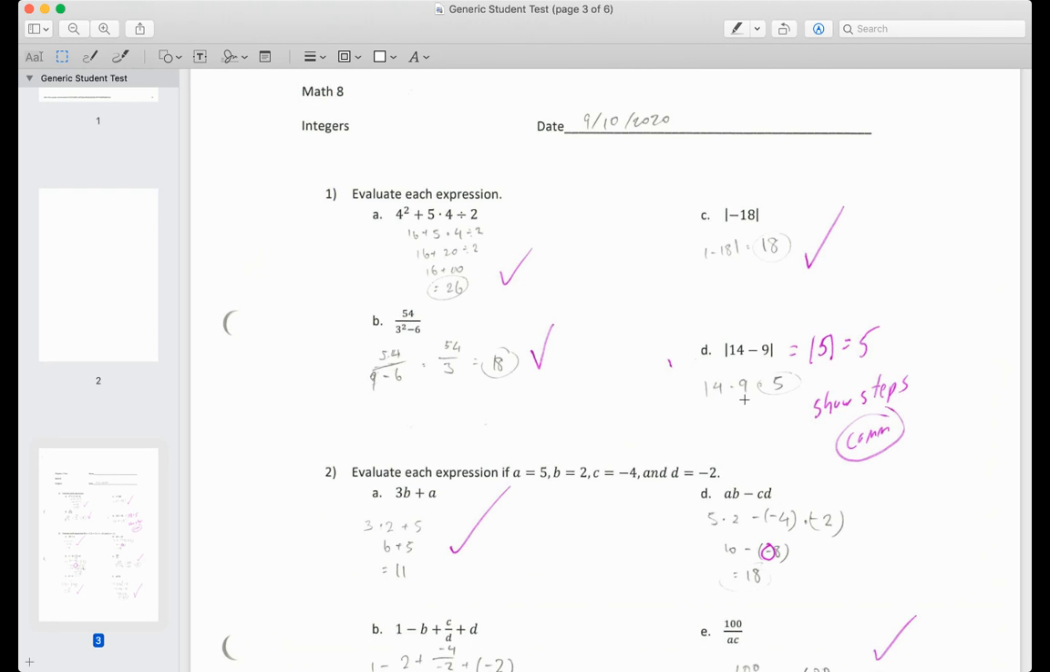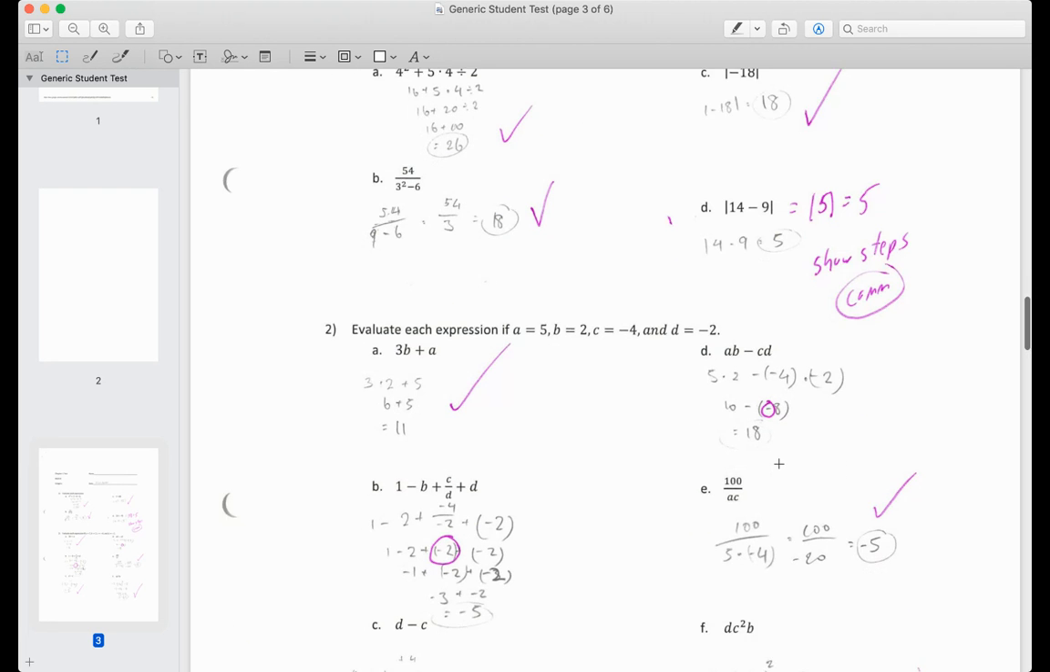You just went right to the answer. This person wrote 14 minus 9 there. That's already written here, so that's not helping me understand what they did here. Suddenly, just the absolute value disappeared, so it doesn't make much sense to me.